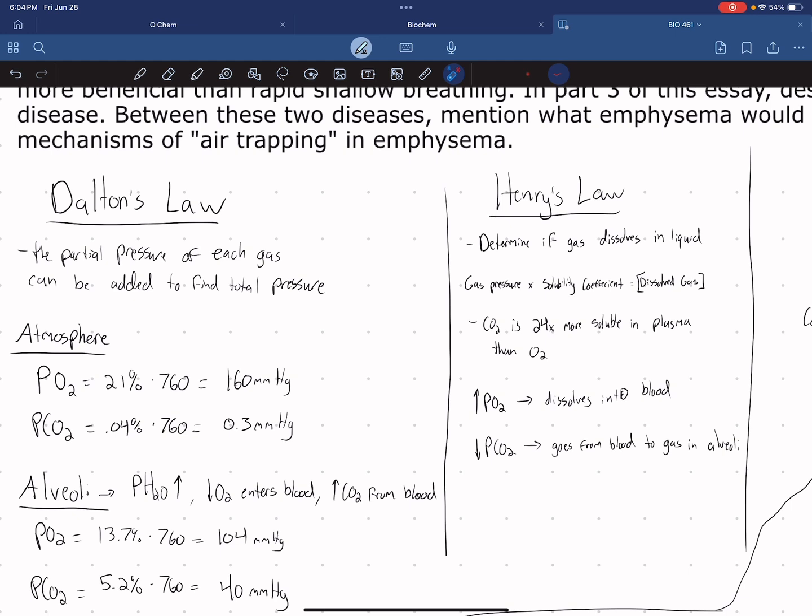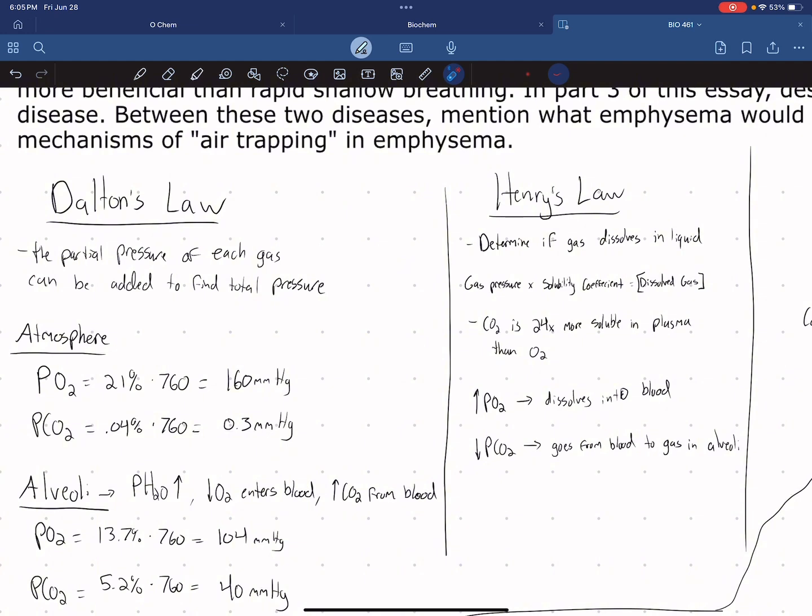So each partial pressure that is within the lungs or within the body, for that matter, can be added together, and each one of those added together equals the total pressure. So we can find ratios of those partial pressures. So in the atmosphere, just generally, we know that our oxygen level is about 21% of our total atmospheric pressure, which is 760. So we see about 160 oxygen in the atmosphere, where carbon dioxide is way less than that. 0.04% times 760 only equals about 0.3 millimeters of mercury for carbon dioxide.